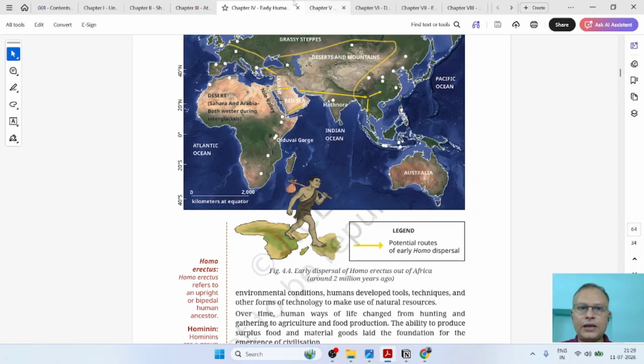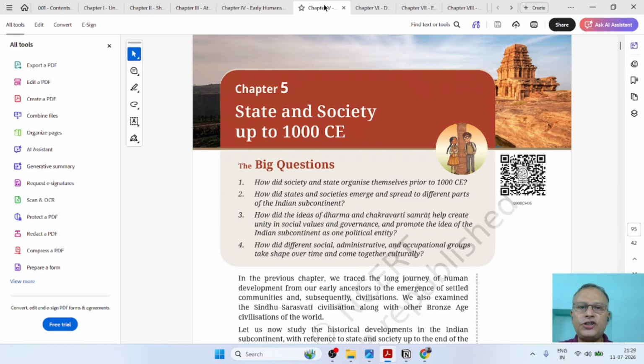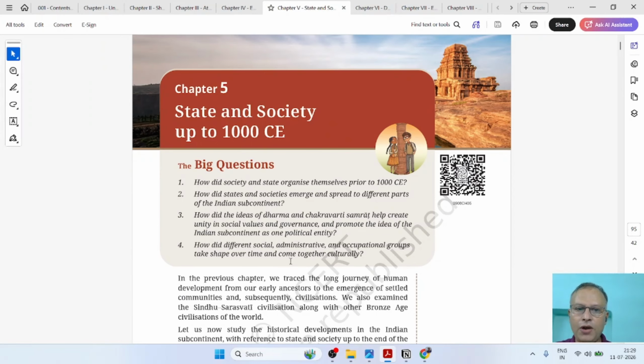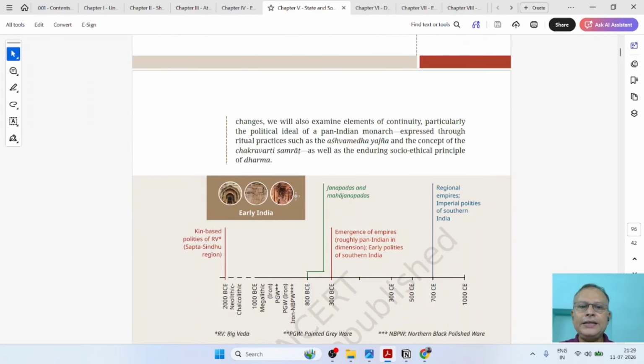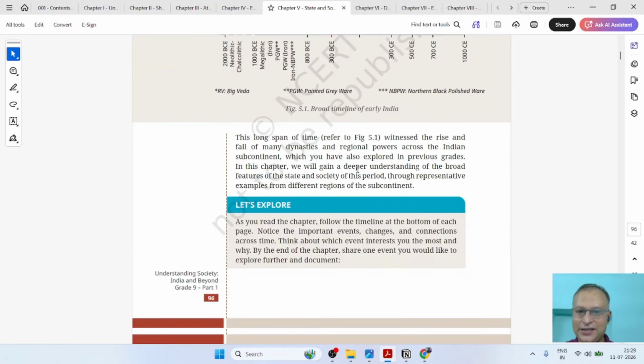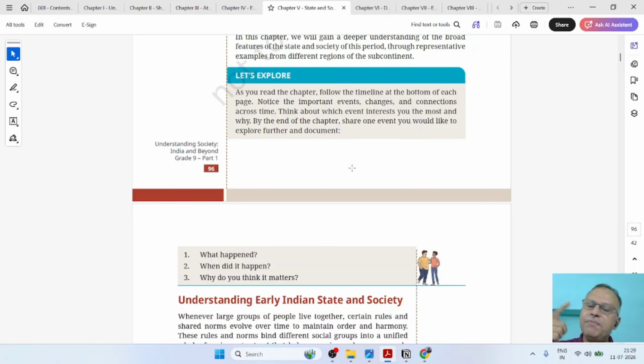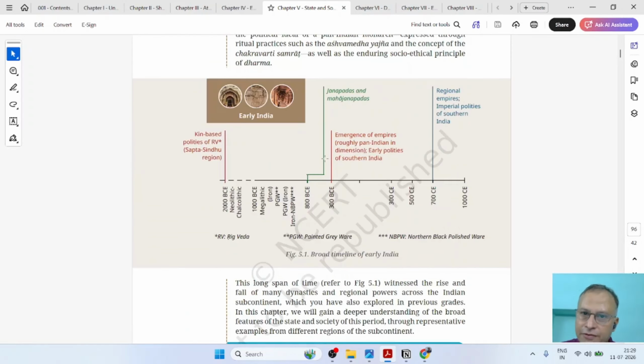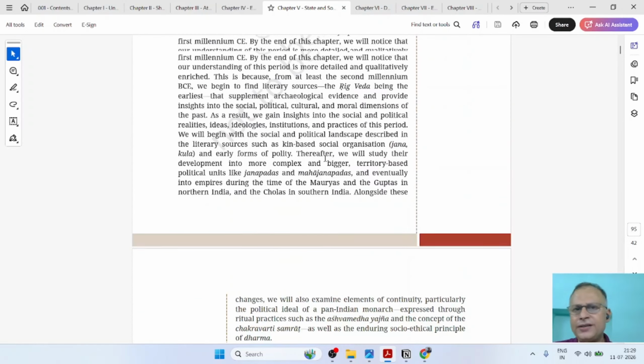A map. Next comes chapter 5, state and society up to 1000 CE. This is about early India, Janapadas and Mahajanapadas. You may remember, maybe you have studied in your previous classes, Kashi, Kosala, Anga, Magadha, emergence of Magadha, etc. If you need, please tell me. I will make separate videos of the individual chapters, where I will cover all these chapters in detail.